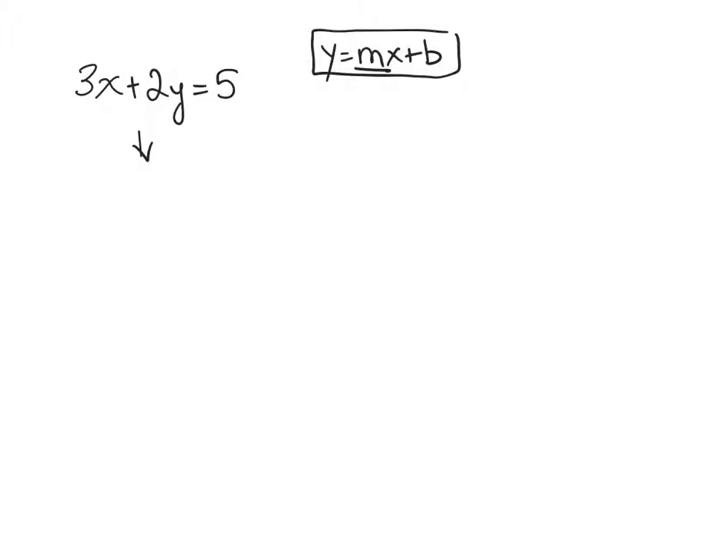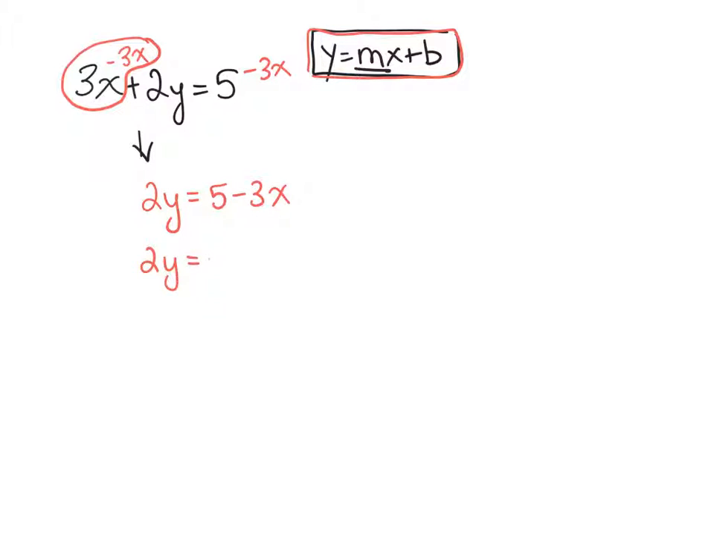So I'm going to subtract 3x from both sides, because whatever I do to one side, I have to do to the other side. I'm subtracting 3x because 3x take away 3x is 0, so that goes away completely, and I'll just be left with the 2y on the left. On the other side, I'll have 5 minus 3x. It's looking a little closer. I'm going to rearrange the order of the right side. So I'm going to say 2y equals negative 3x plus 5.